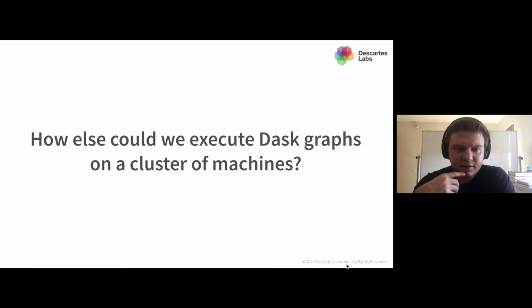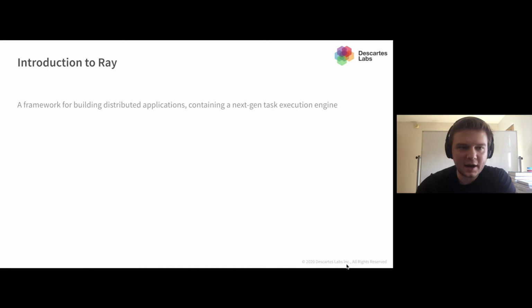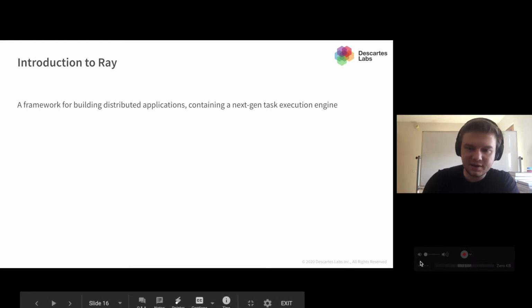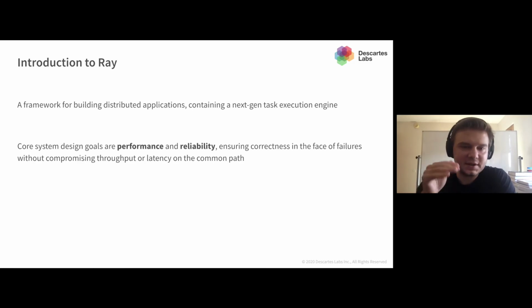So given these issues, how could we potentially execute Dask graphs on a cluster of machines without using Dask Distributed? And so, of course, we're at Ray Summit. How about Ray? Could we potentially use Ray? Quick intro. It's a framework for building distributed applications. And under the hood, it contains a really cool, really fast next-gen task execution engine, emphasizing performance and reliability.